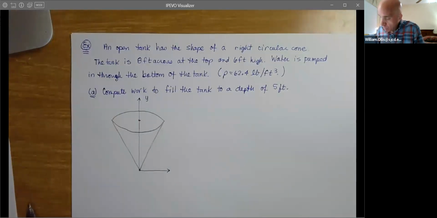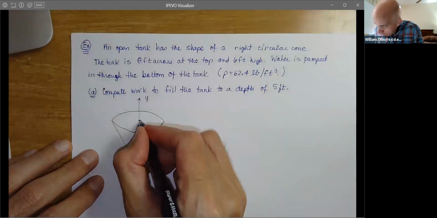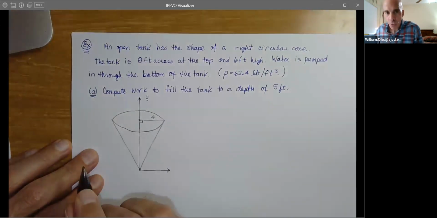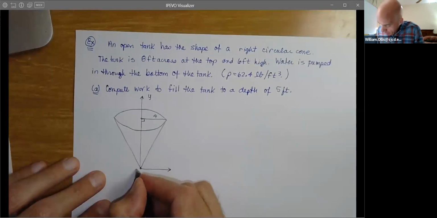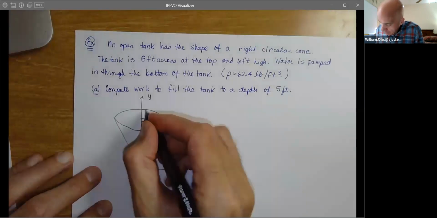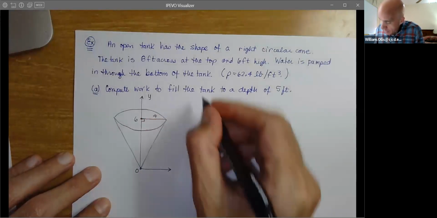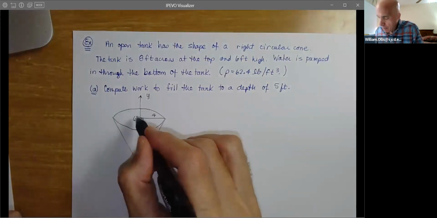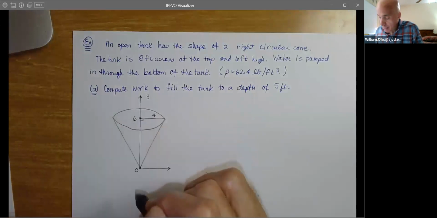Now, what are we given? We have 8 feet across the top. So we know that we have 4 at that radial point. And also, we'll have a 6 here. And at the very top, this distance will rise to 6. So that's important in the sense that we had the bottom of the tank and then the height of the tank at 6.